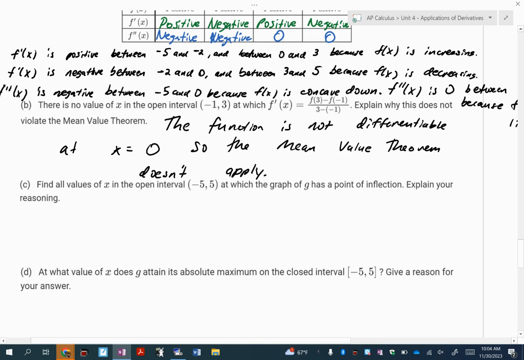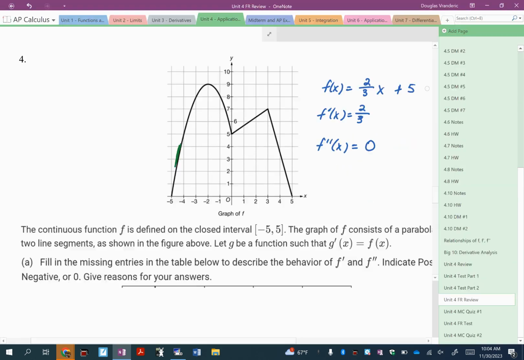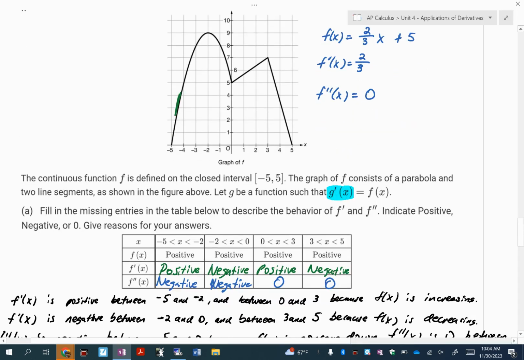Everyone okay with part B? Okay. Part C. Find all values of x in the entire interval, so -5 to 5, at which the graph of g has an inflection point. Now, we haven't mentioned this yet, but at the beginning of the problem, it said that g prime of x is the same as f of x.